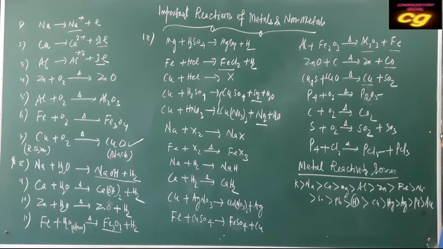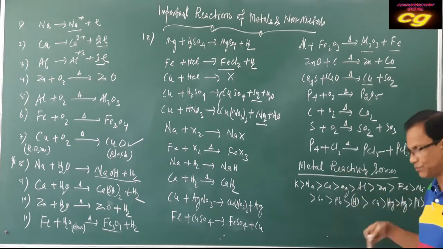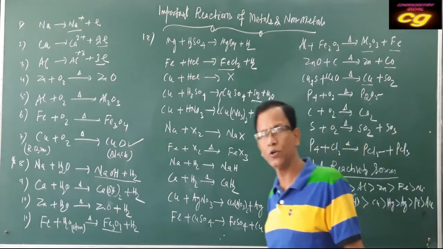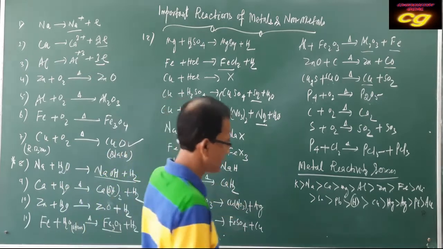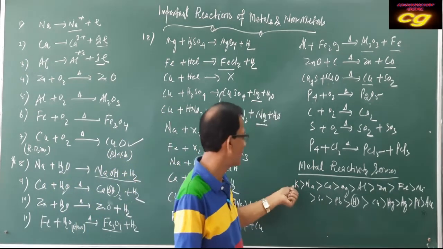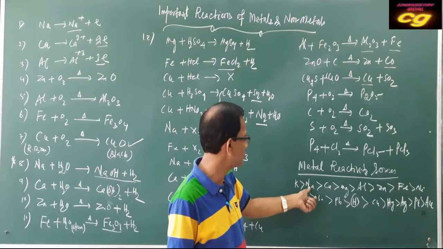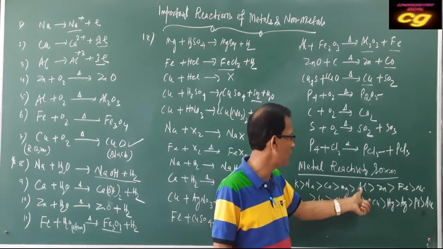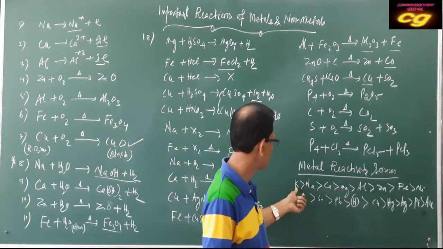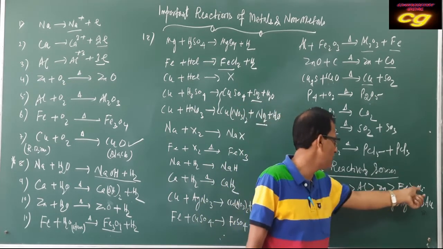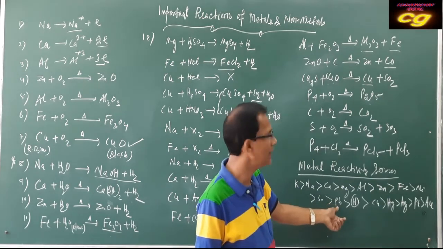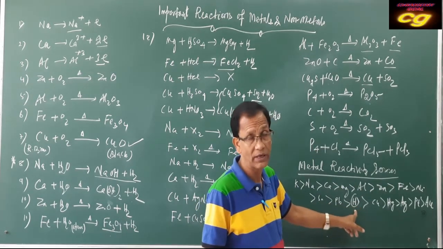Then the metal reactivity series. On the basis of the reactivity of metals towards dilute acids, the reactivity is arranged in decreasing order. Potassium is the most reactive metal, then sodium, calcium, magnesium, aluminium. You have to remember the order. Potassium, sodium, calcium, magnesium, aluminium, zinc, iron, nickel, tin, lead, then hydrogen comes.